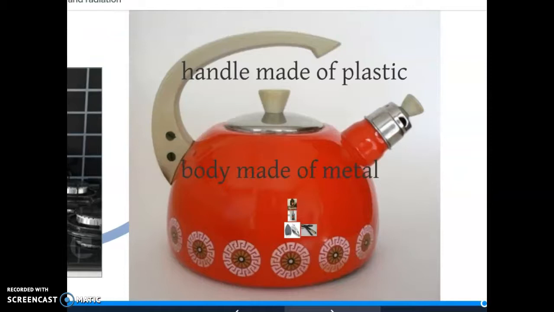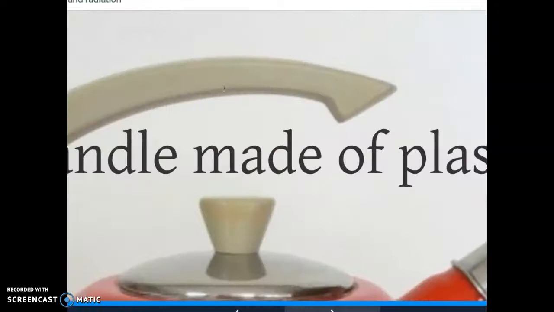Now, conduction definitely does involve particles. Conduction is the ability of a material to lose heat or transfer heat through the material using the motion of the particles, right? So something that's made out of plastic is going to lose heat with difficulty because plastic is not very good at passing the heat on, whereas metal is very good at conducting heat.